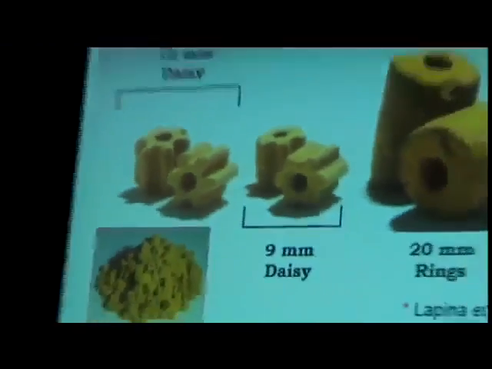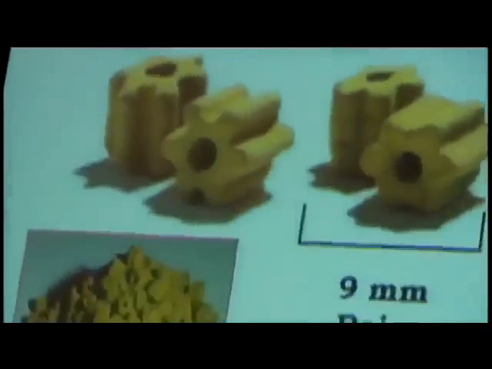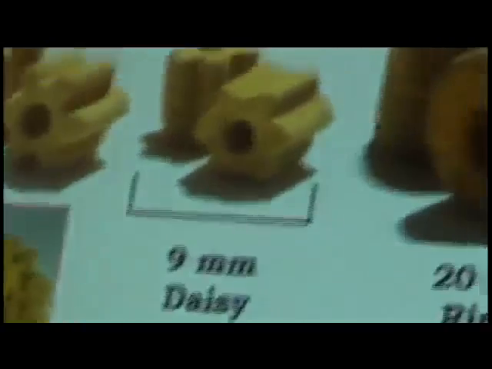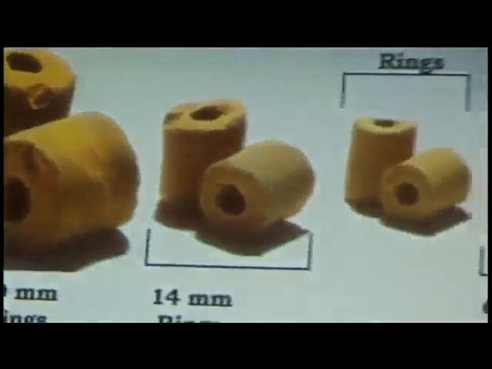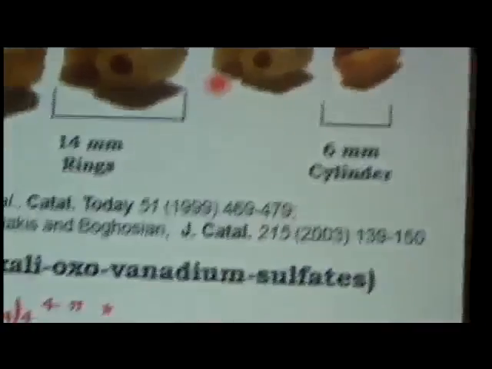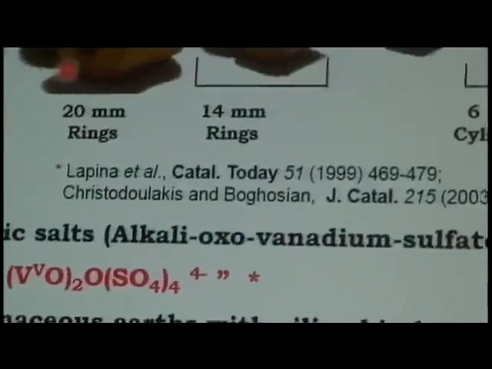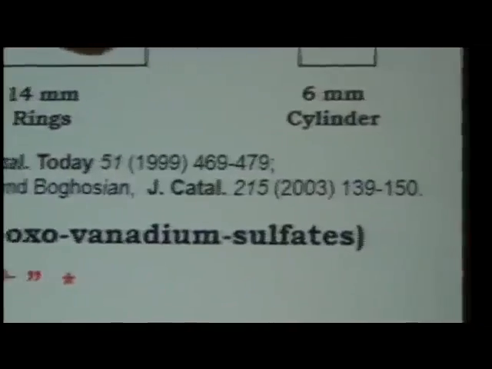Okay, another interesting example that we'll talk about a little bit later in the talk is commercial sulfuric acid catalyst. This shows different shapes which are available, ranging from the smaller type, so-called type 210, which are basically these solid cylinders, up to these 10 millimeter rings, up to what I call boulders, these 20 millimeter rings. And then we have, of course, the daisy shapes.